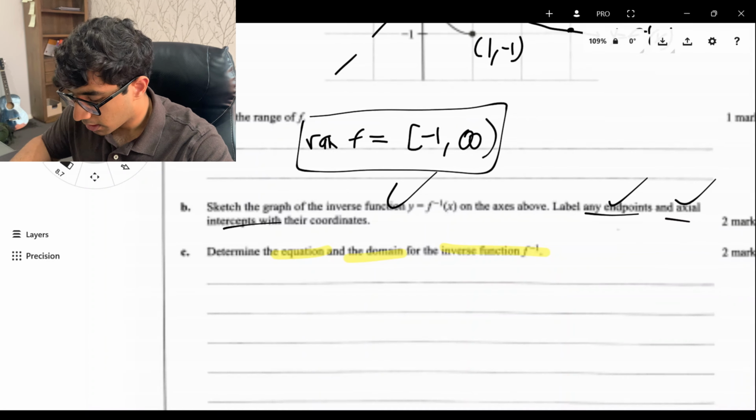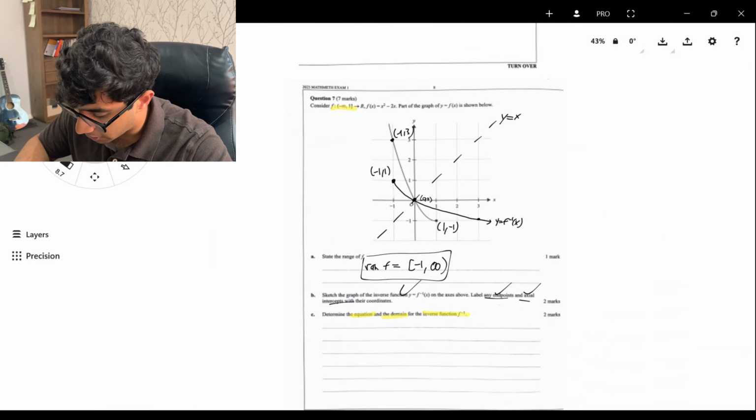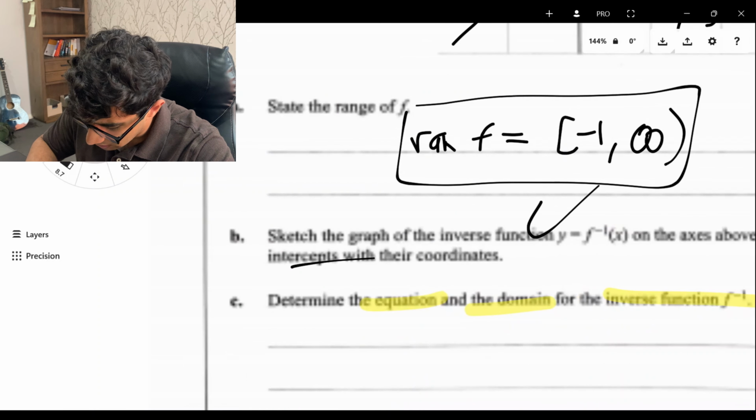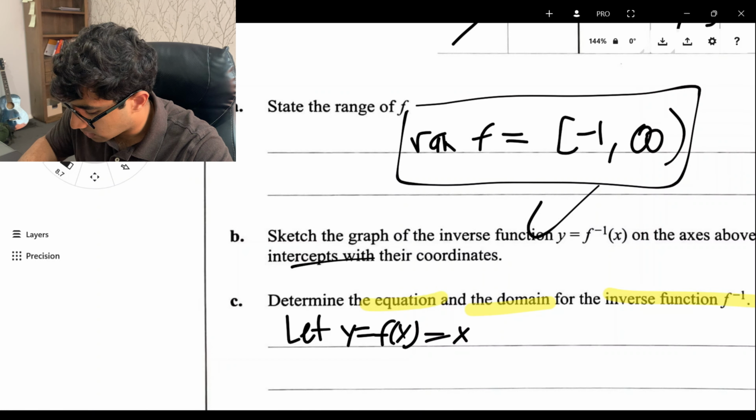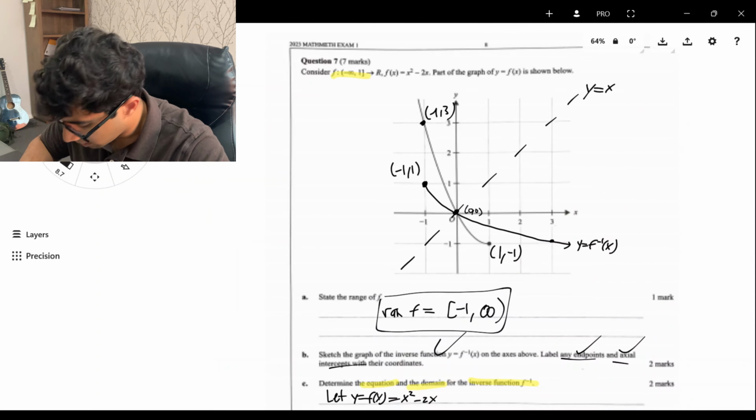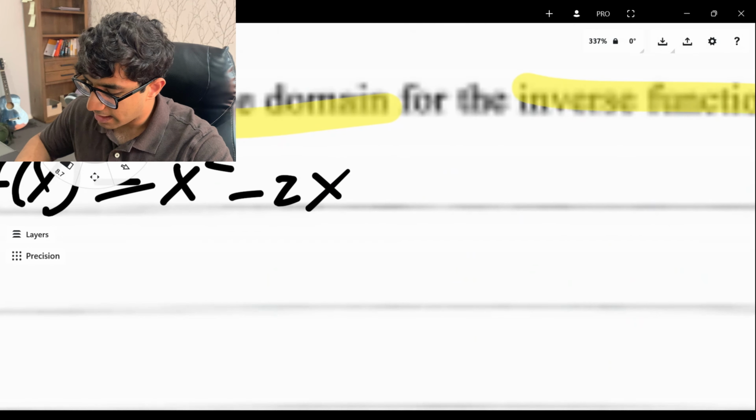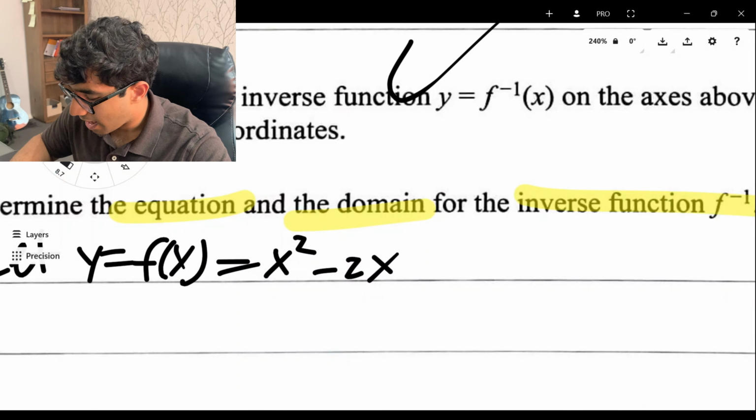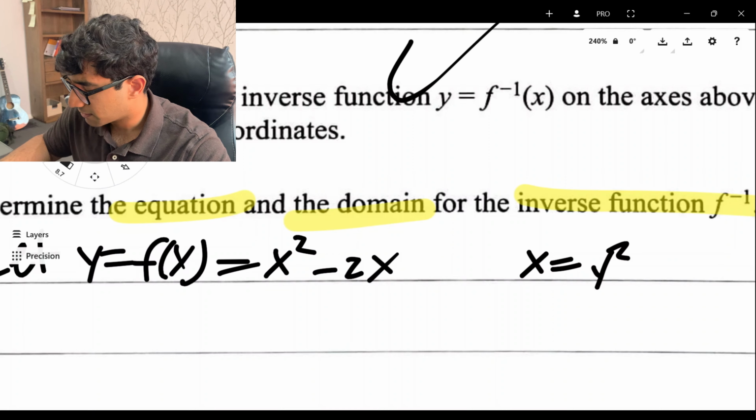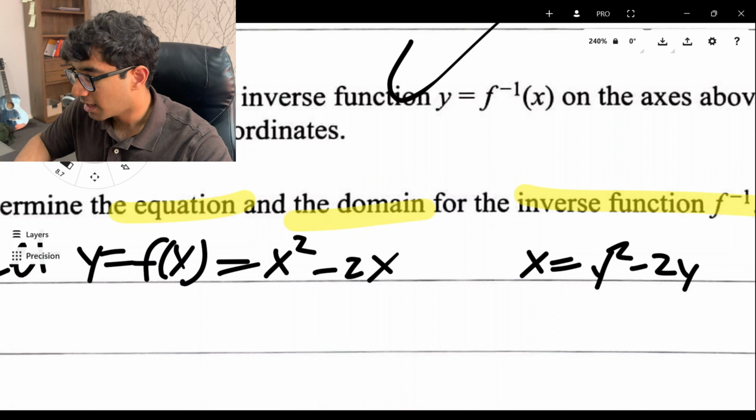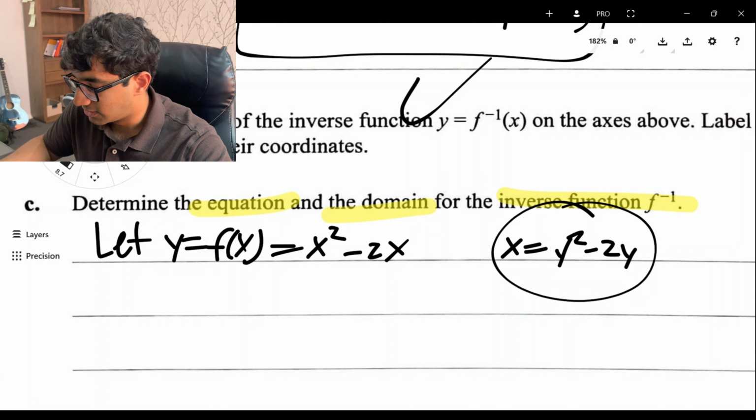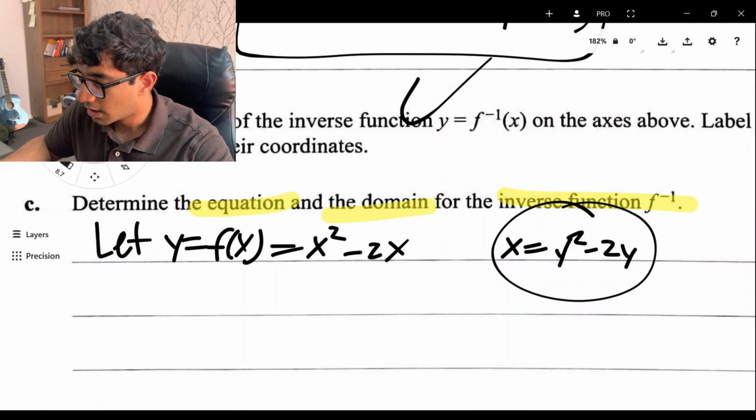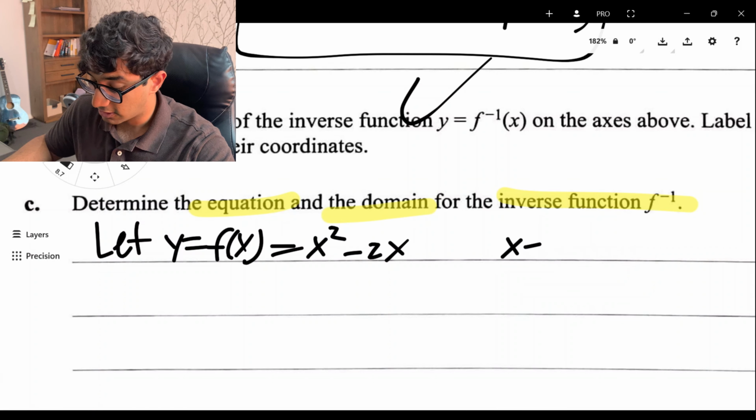Okay, so determine the equation and the domain for the inverse function. Determining the equation, like I said earlier, we have let y equal f of x, which was x squared minus 2x, as you guys remember. So the idea is that if I swapped x and y, I would end up getting this thing, and it's just really weird to solve for this, unless you do some sort of completing the square. So what we're going to do is complete the square first.